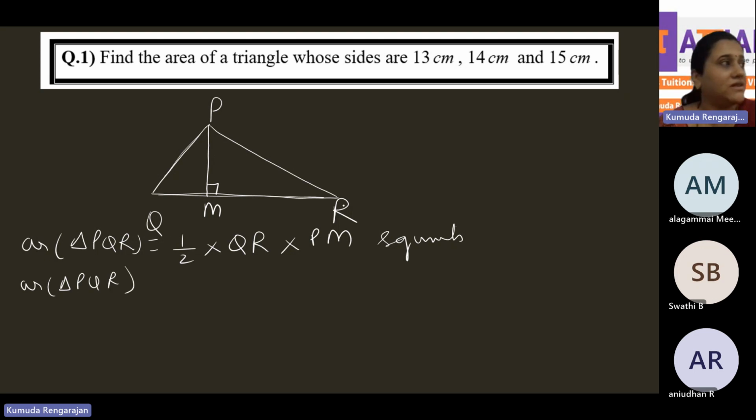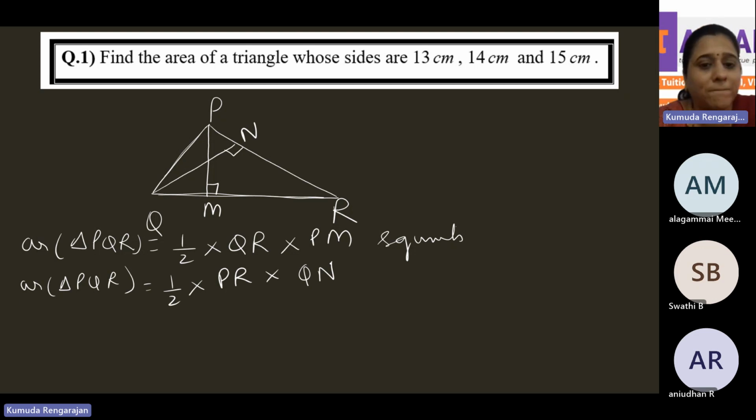If you want to take PR as the base, then you need to know the altitude on PR. So it is half into base PR into the corresponding altitude, which is QN. Now we feel that the triangle is standing on the side QR. It's actually a plane figure, but it's as if we believe that it's standing on the side QR. Then that only should be the base. How can you take PR as the base?